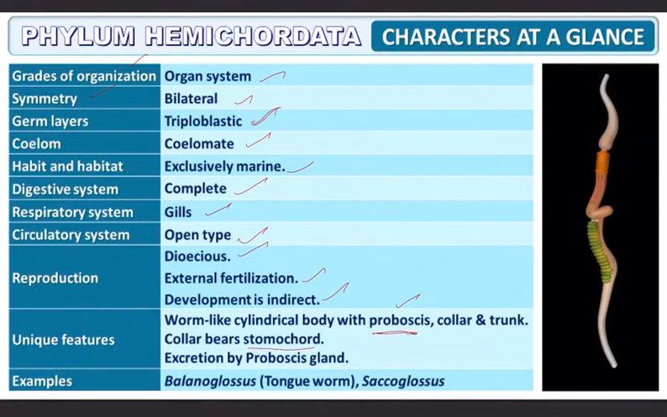Next, presence of germ layers during the embryonic stage. That means, is it one layer, monoblastic? Is it two layers like ectoderm and endoderm? Then we say diploblastic animals. If there are three layers like the one we have seen, then we say triploblastic.